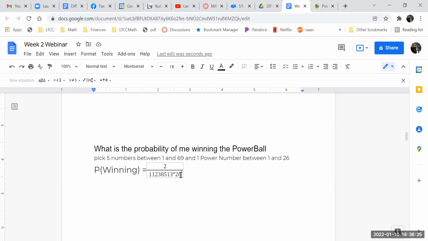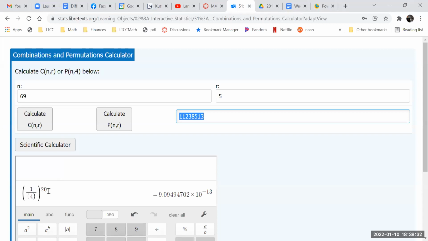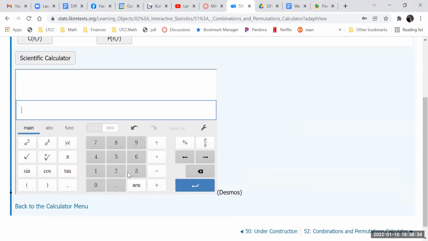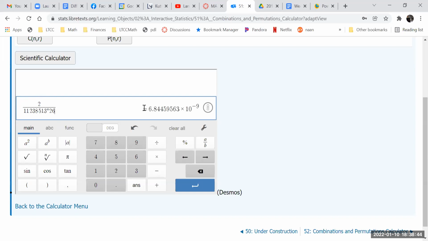Now, let's figure this out. So I'm going to do the following. I'm going to copy that, go back to our calculator, and let's start over. So I've had, remember, 2 on the top. Then I'm going to divide by this. And what it gives me is 6.84459563 times 10 to the negative 9th power. So what do you think? Pretty likely or not very likely?